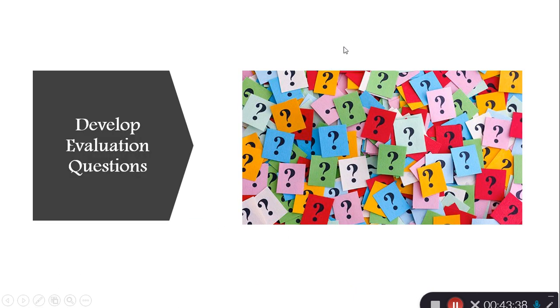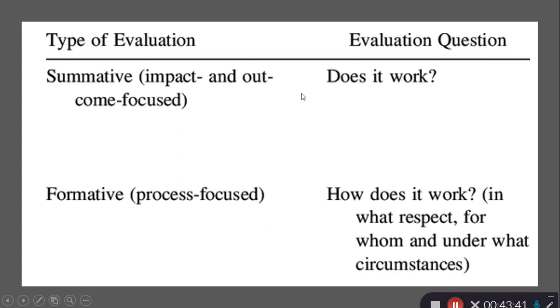In terms of the development of evaluation questions, generally with a summative evaluation, we're really getting at the question of, does the program work? In terms of the bottom line, is the program working? And then generally speaking, in a formative evaluation, the underlying question is, how does it work? In what respect, for whom, and under what circumstances? So these are the broad evaluation questions that are addressed in a summative versus a formative evaluation.